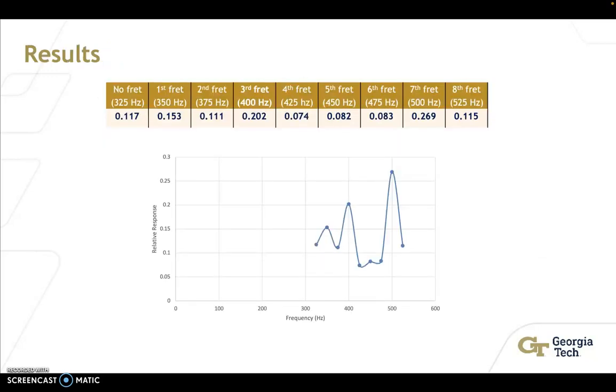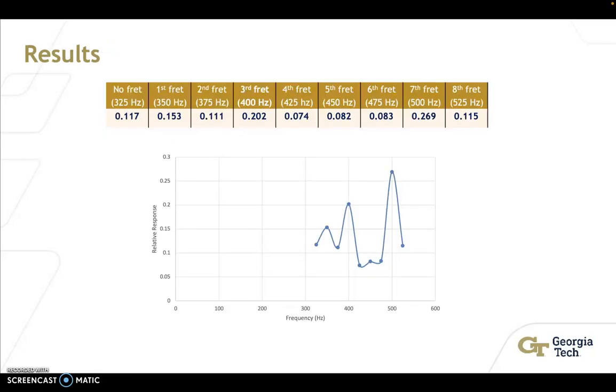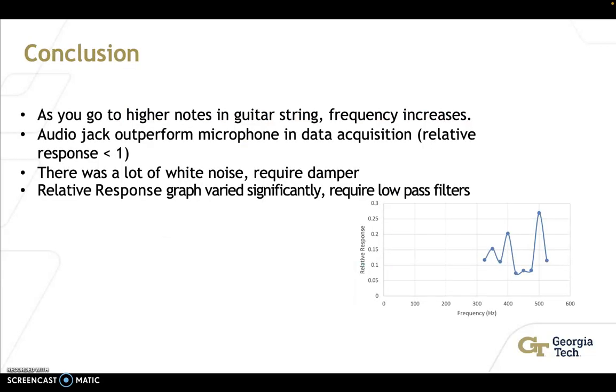And here's the result I got from the experiment. I concluded that as you go to higher notes on the guitar string, the frequency increases, as you can see here. There's also the same thing we encountered back when we validated the microphone, which is that the audio jack outperformed the microphone in data acquisition because the relative response is all less than 1.